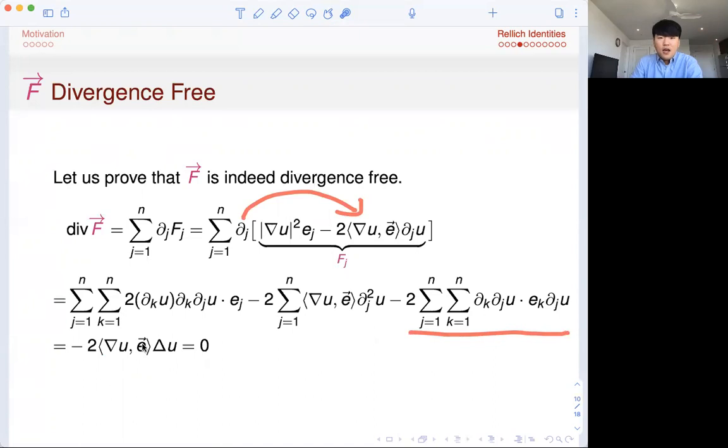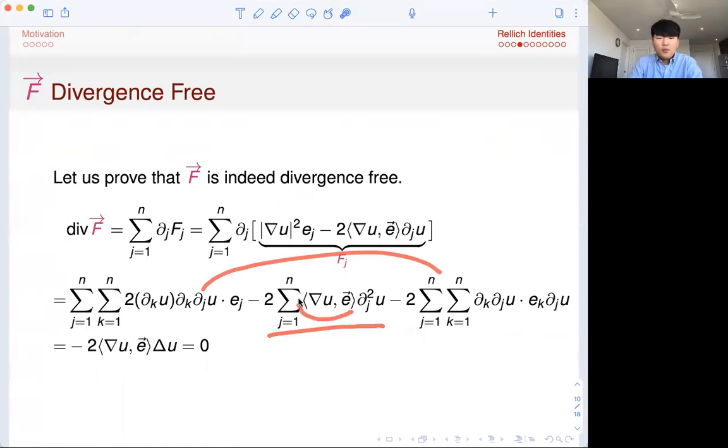If you look at the first term and the last term, if you change the ordering of the summation, they are going to cancel each other out. For the second term, the inner product does not depend on the summation, so we can pull it out. Then we have the summation of the partial j squared of u, which is the Laplacian of u. But from the condition star, u is a harmonic function, so this is going to be 0. That's why f is a divergence-free vector field.